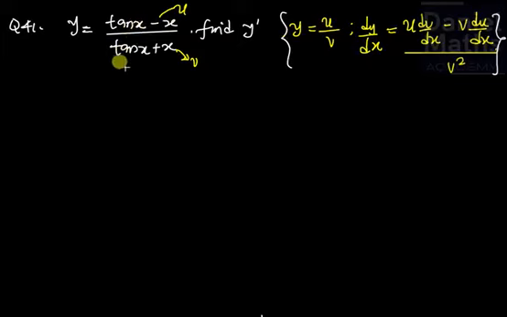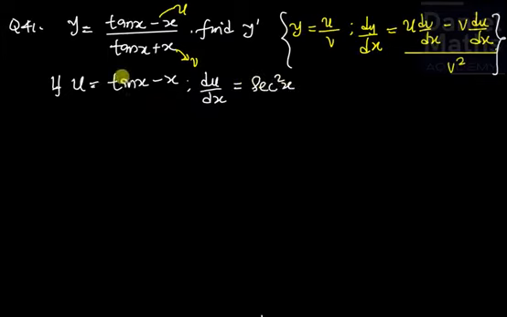From here, if u is equal to tan x minus x, then du over dx is equal to, if you differentiate tan x, what do we have? We have sec square x. The differential of tan x gives us sec square x, and the differentiation of x is equal to 1, so minus 1. So this is what we have.